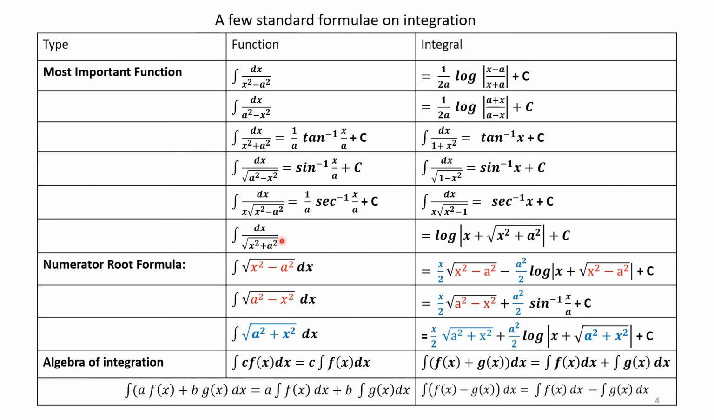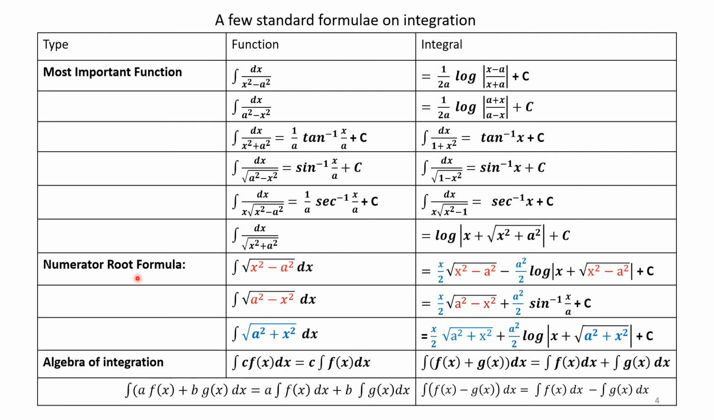Now finally, the integral of dx divided by under root x square plus a square can be written as equal to log of modulus x plus square root of x square plus a square plus c. See, whatever is given under the root, you have to write it as the second term.